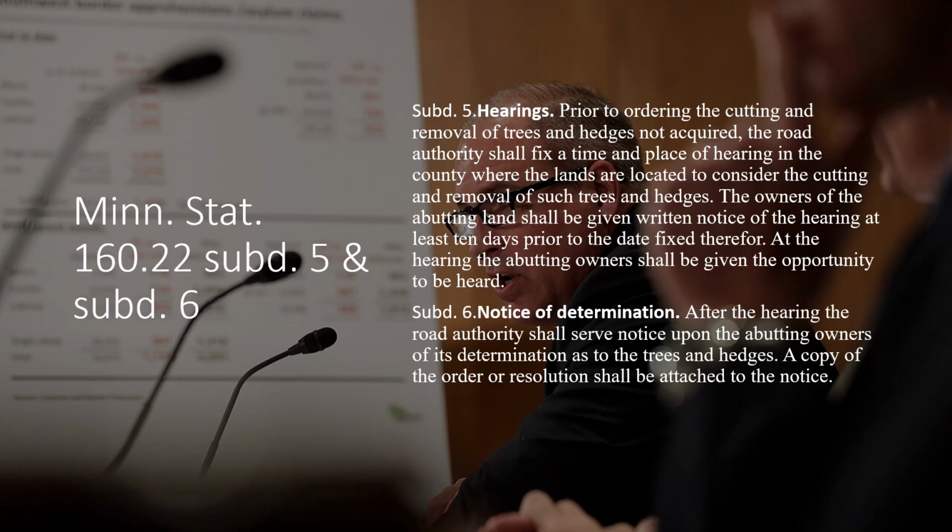In essence, before we cut, we have to set a time and a place to have a hearing. The owners and the renters have to be given written notice at least 10 days prior to that hearing. They have the right to be heard about why their trees or vegetation shouldn't be cut. Then after the hearing, we have to reduce our findings to a written order. Either we find that the owners were right and that we won't cut, or that they were wrong and we do have to cut. This resolution must be reduced to writing and served upon the owners, along with a notice that we have come to a determination.